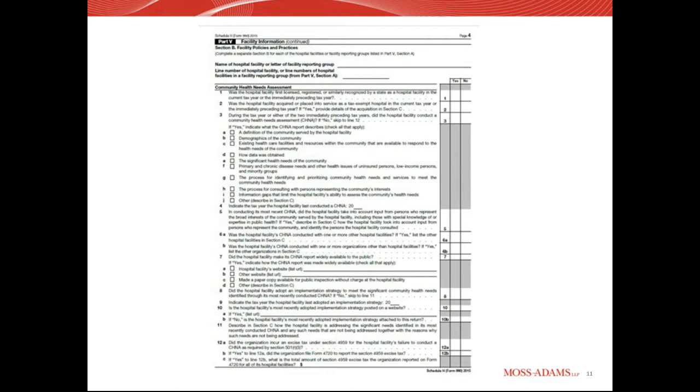With regard to the implementation strategy, on lines 9, 10A and 10B that appeared on the Schedule H in 2014 and 2015, question number 9 asks for the tax year that the implementation strategy was adopted. On 10, the organization can either post it on their website and give a URL, or they can attach it to the Form 990.